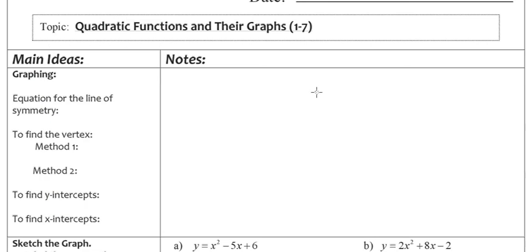All right, so here we go. Quadratic functions and their graphs. So it gets to be pretty fun here. We get to start graphing, and here we go.